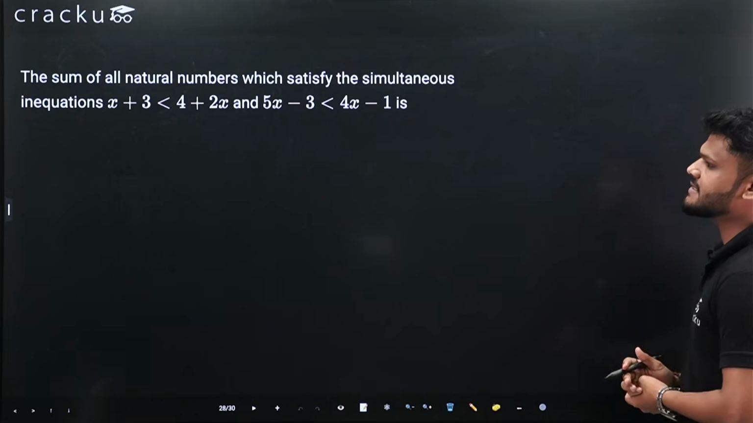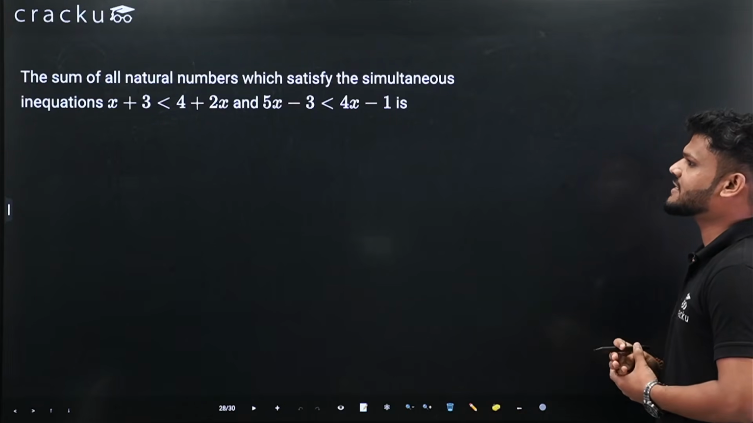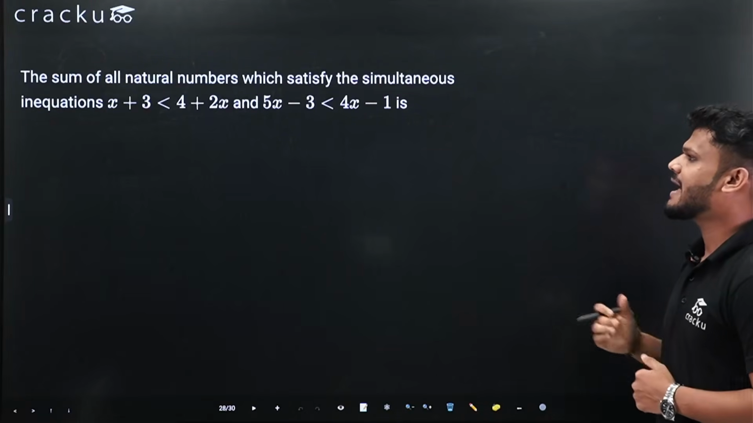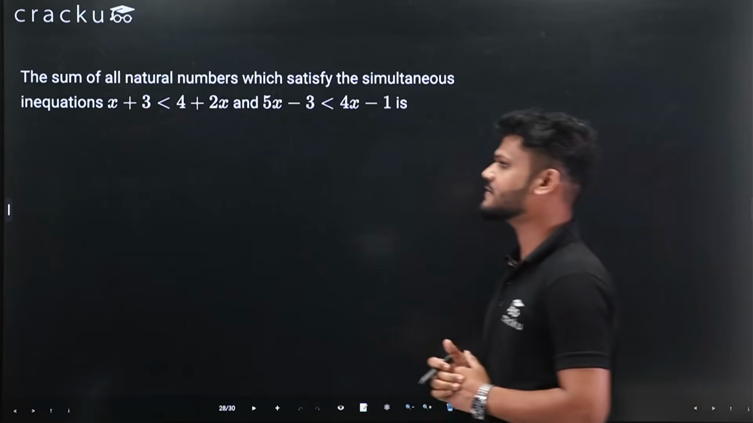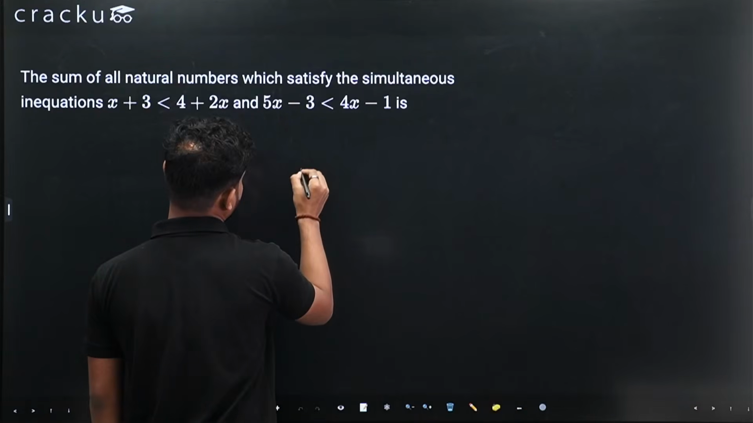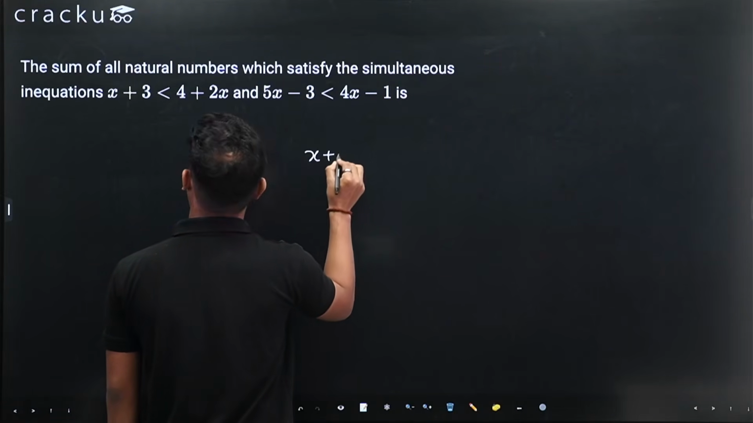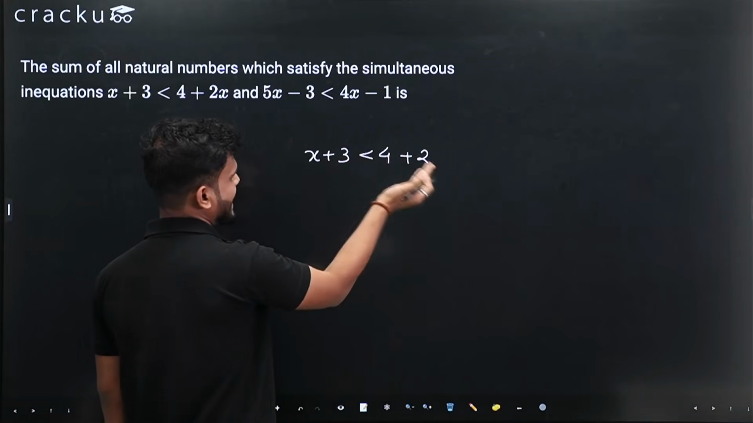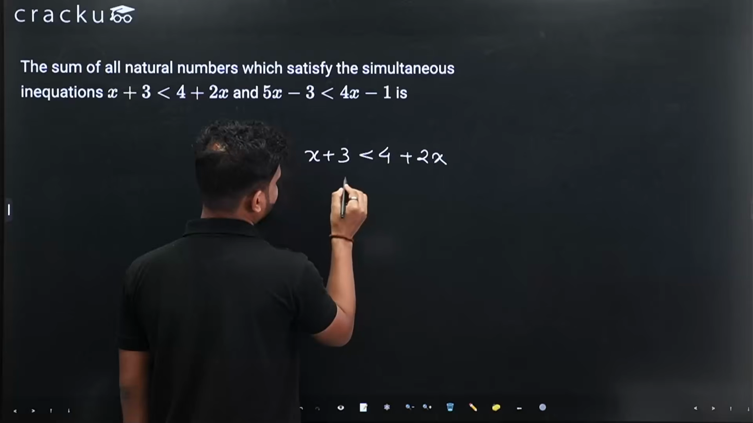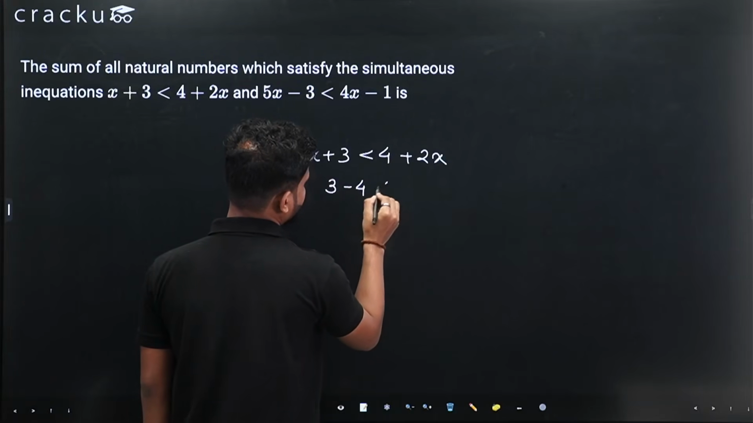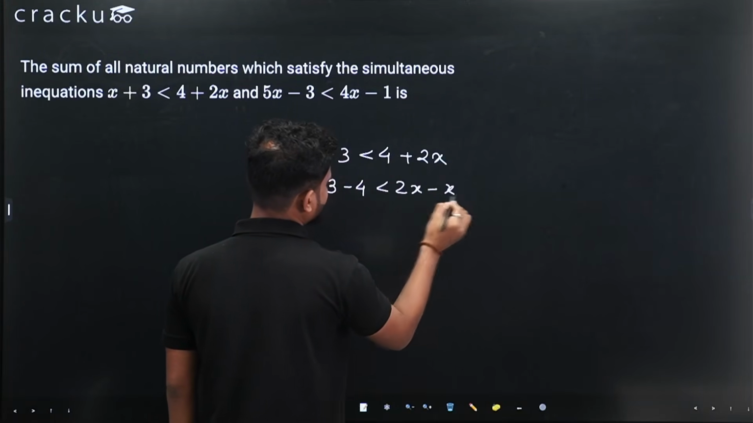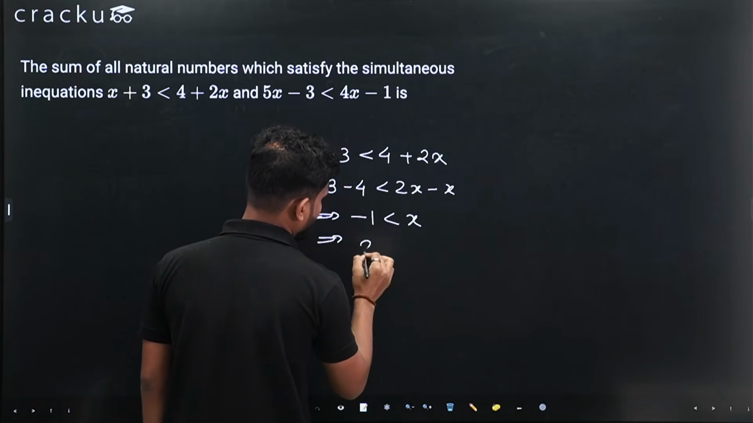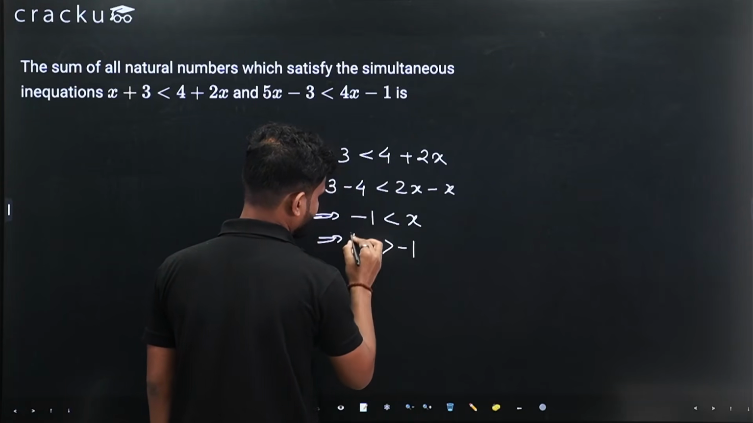In this question it is asked, the sum of all natural numbers which satisfy the simultaneous inequations x plus 3 is less than 4 plus 2x, and 5x minus 3 is less than 4x minus 1. It is pretty easy. So x plus 3 is less than 4 plus 2x. From here you can take x that side, 4 this side. This will be 3 minus 4 is less than 2x minus x, or minus 1 is less than x, or x is greater than minus 1.